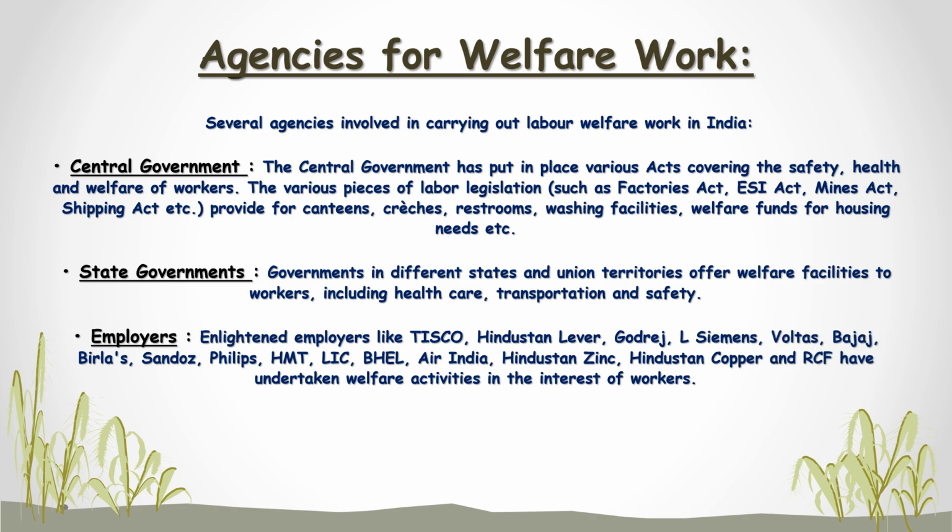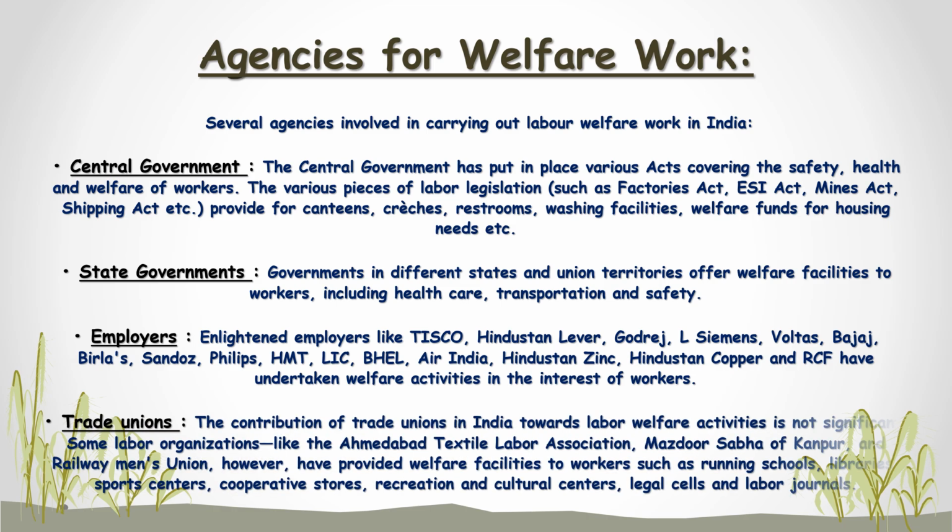Employers. Enlightened employers like Tisco, Hindustan Lever, Godrej, L&T, Siemens, Voltas, Bajaj, Birlas, Sandoz, Philips, HMT, LIC, BHEL, Air India, Hindustan Zinc, Hindustan Copper, and RCF have undertaken welfare activities in the interest of workers. Trade unions. The contribution of trade unions in India towards labor welfare activities is not significant. Some labor organizations like the Ahmedabad Textile Labor Association, Mazdoor Sabha of Kanpur, and Railway Men's Union, however, have provided welfare facilities to workers such as running schools, libraries, sports centers, cooperative stores, recreation and cultural centers, legal cells and labor journals.